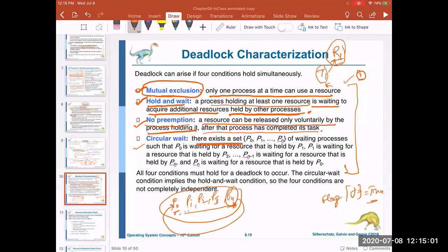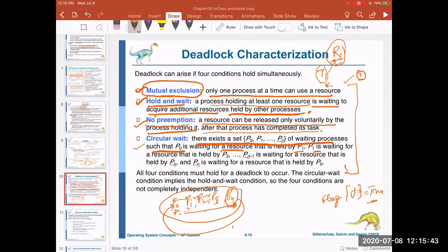Whenever there exists a set of processes waiting such that P0 is waiting for the resource held by P1, P1 is waiting for the resource held by P2, and P2 is waiting for the resource held by P3, and so on, and Pn is waiting for the resource which is held by P0, this is creating a circular wait again. So the same process is happening here, and because of this circular motion, there would be a deadlock condition.